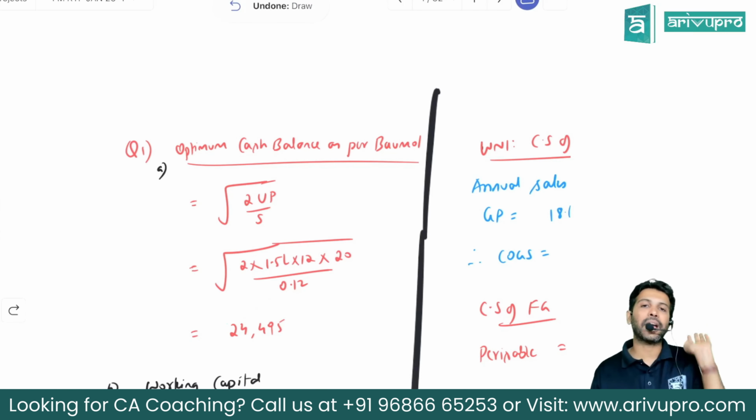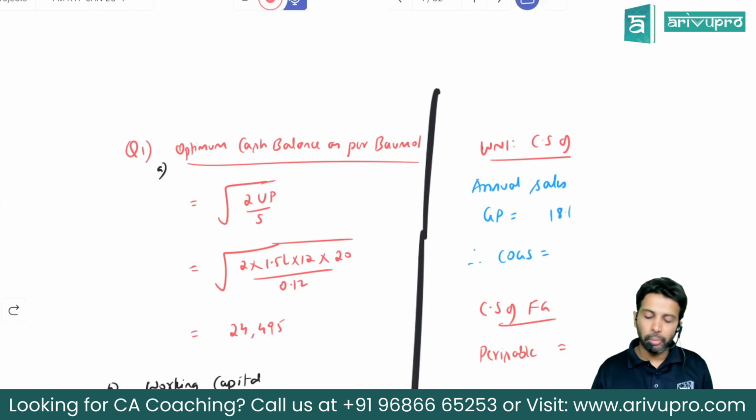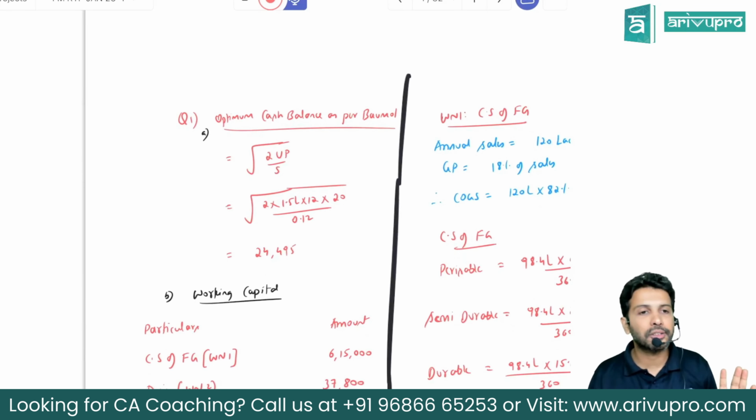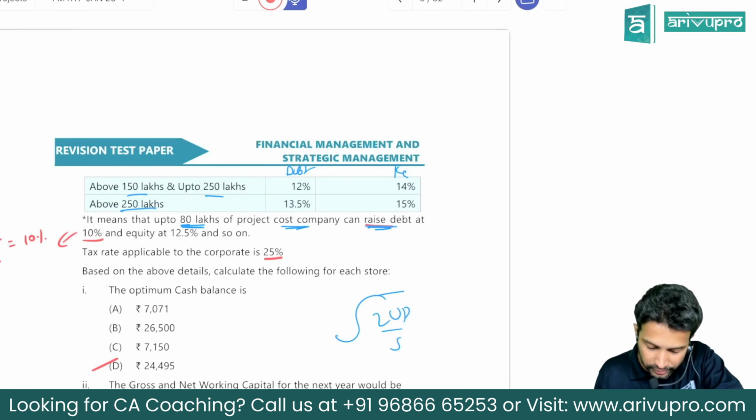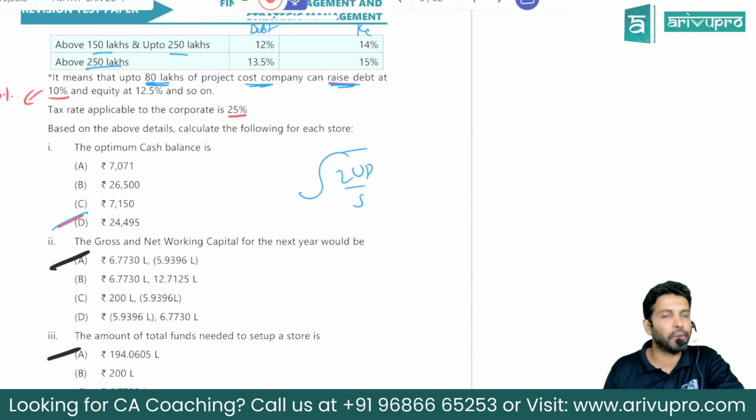That is the optimum cash balance to be maintained as per the Baumol model. First, a pretty straightforward adjustment. Okay, which option has 24,495? D for Delhi is the right answer over here.